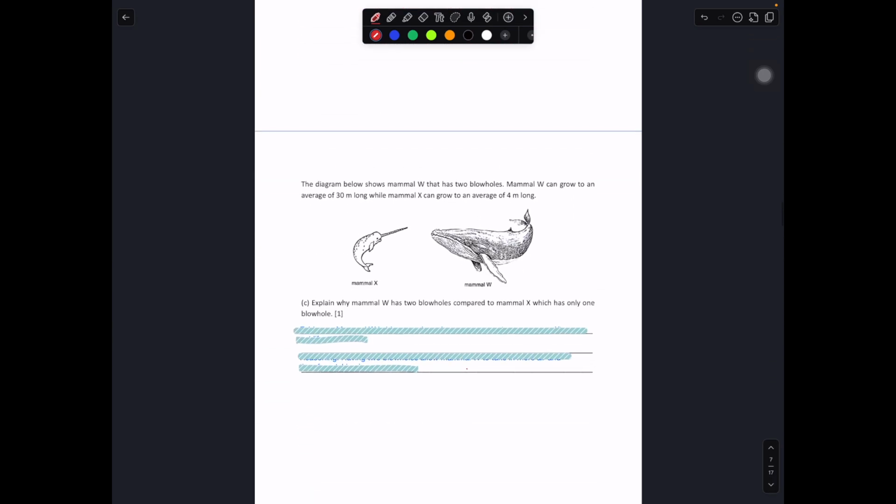Okay, so the diagram shows mammal W that has 2 blowholes, and mammal W can grow to an average size of 30 meters long, while mammal X can grow to an average size of 4 meters. So they're trying to tell you that this one is only 4 meters, this one is 30 meters. So straight up, when you compare these 2 mammals, larger: 2 blowholes. Smaller: 1 blowhole. Okay, 1 versus 2.